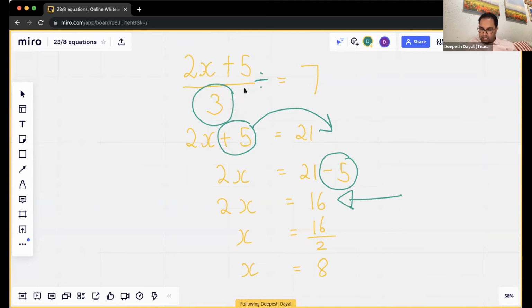Yes, sir. And then we've got 2 times x. When you take times over, it becomes divide. So it's 16 divided by 2, which gives us 8. Is that okay? Yes, sir. Okay, great. We're going to do one last one.